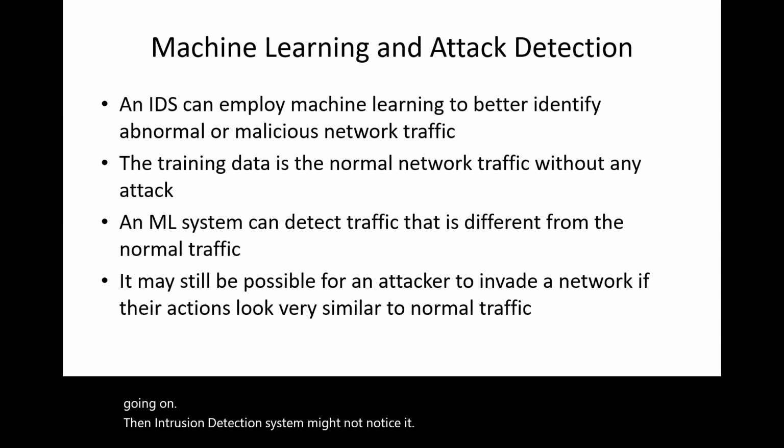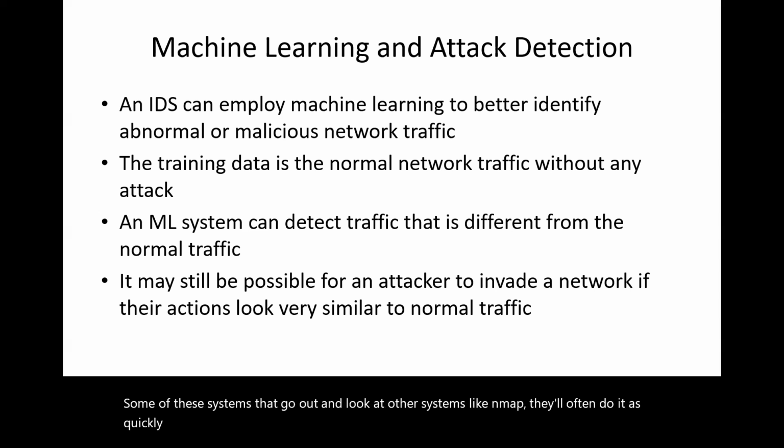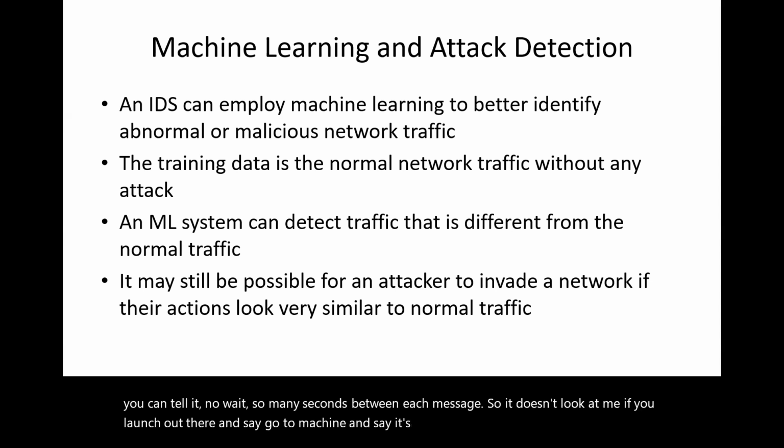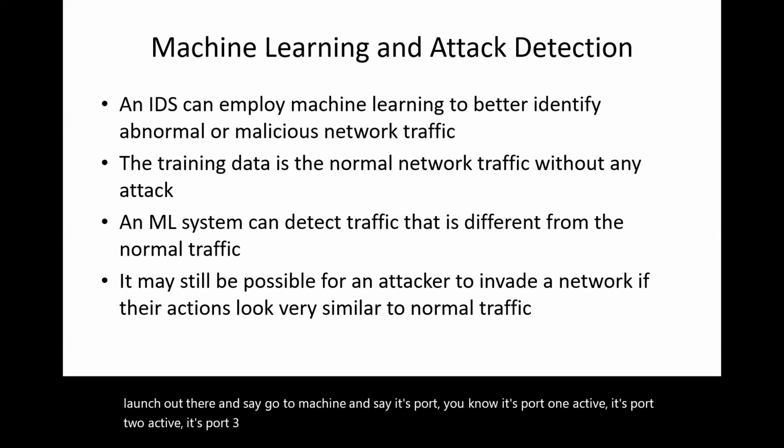Some of these systems that go out and look at other systems, like Nmap, will often do it as quickly as they can. They'll launch as many messages out there as the network will support. Or you can tell it, well, no, wait so many seconds between each message. If you go to a machine and say, is port 1 active, is port 2 active, is port 3 active? Well, the intrusion detection system is going to go, that's really unusual. Regular activity doesn't do that.